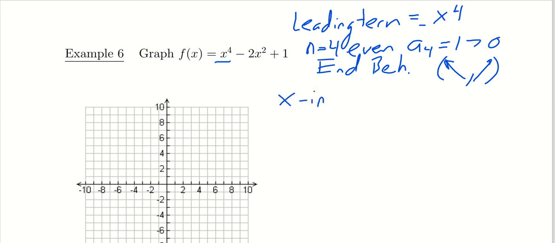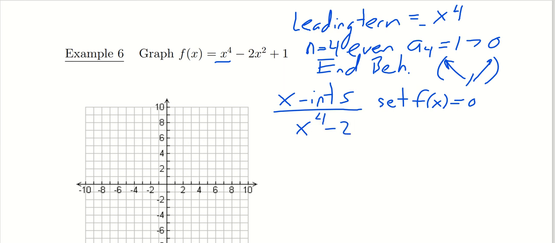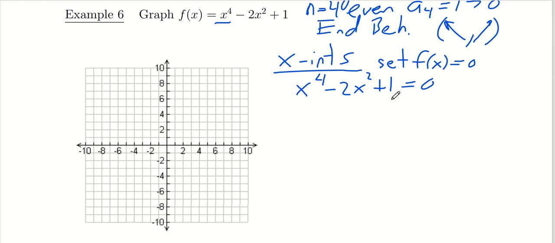The next thing we want to do is see if we can find the x-intercepts. So we're going to set f of x equal to 0 and solve this. That is, when is x to the fourth minus 2x squared plus 1 equal to 0? This is a fourth degree polynomial that also happens to be reducible to a quadratic. Some of you may be able to factor it like this. If you're struggling, you can always use a u substitution. Let u equal x squared.